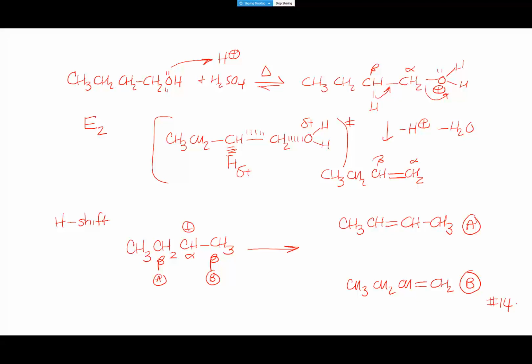Okay, what did we get? We got 9 to 1 to 1. 9 A's, 1 B, and 1 C. Why A? One of the 9 that voted A. It's more substituted, which means it's more stable. Is that the major product of this reaction, the more stable product? Yes, because this mechanism is now E1, because I've now got a carbocation.